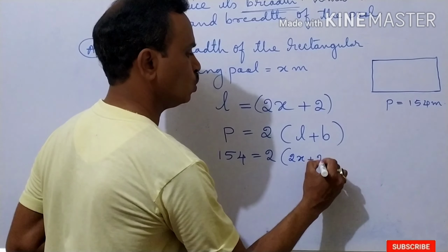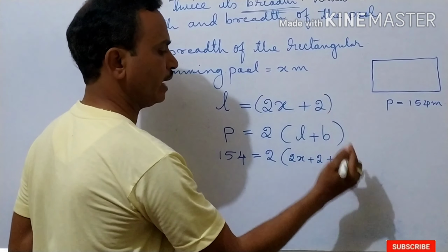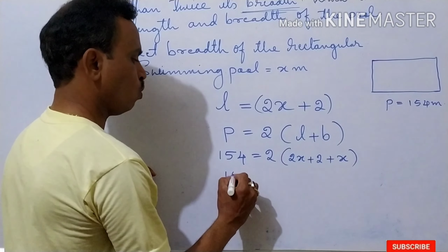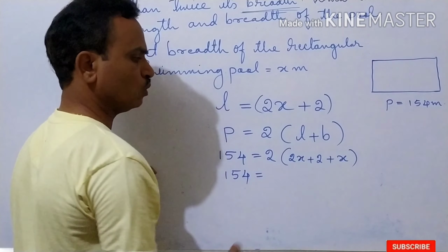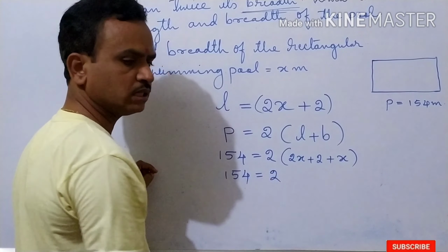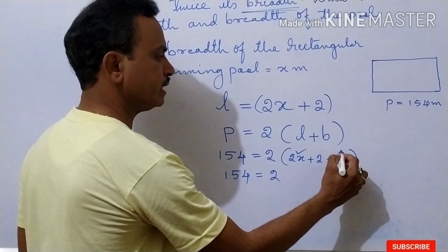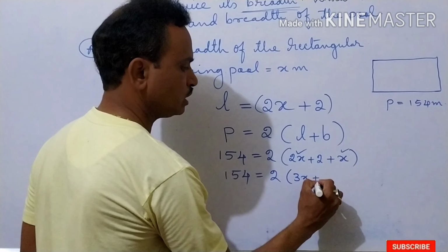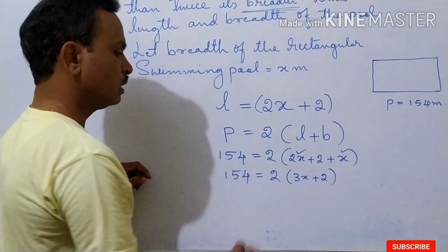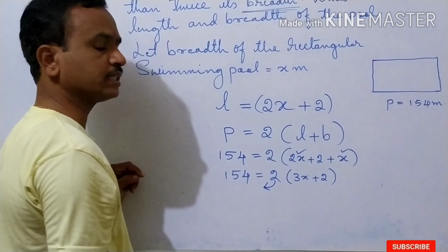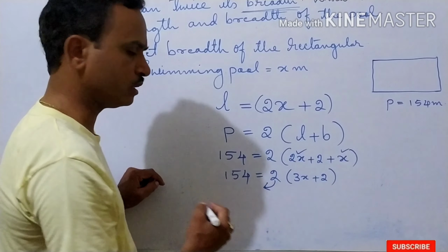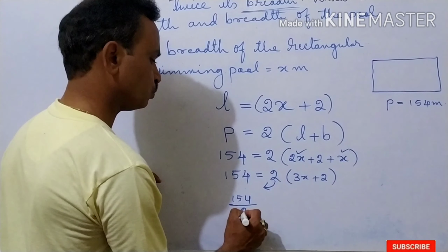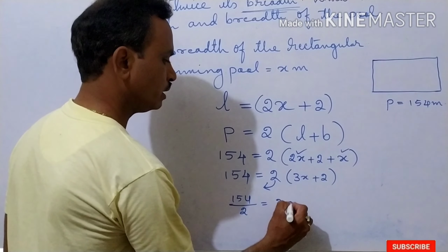2x plus 2 plus what is the breadth? X. Then 154 is equal to, this 2 should write as it is. 2x plus x become 3x plus 2. Then 2 you should take to LHS, it goes to denominator. So 154 divided by 2. So this is equal to 3x plus 2.